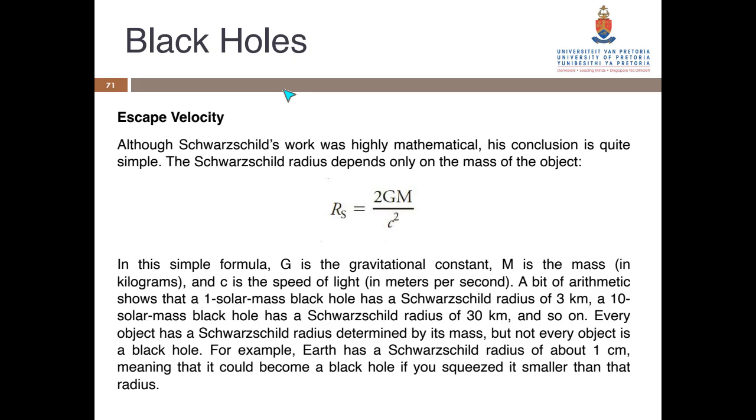And every object has a Schwarzschild radius determined by its mass, but not every object is a black hole. For example, Earth has a Schwarzschild radius of about 1 centimeter, meaning that it could become a black hole if you squeezed it smaller than 1 centimeter radius.